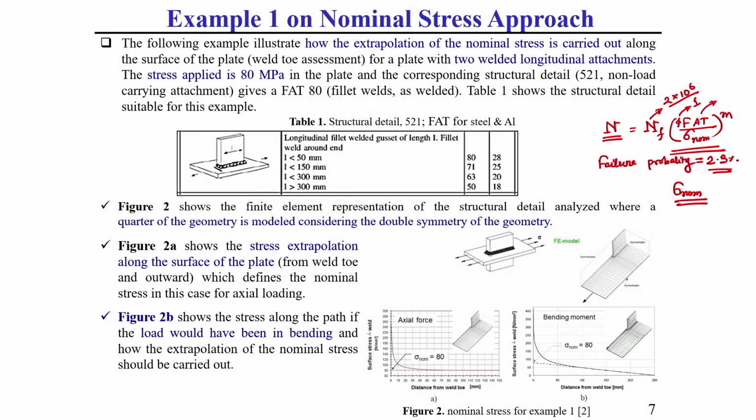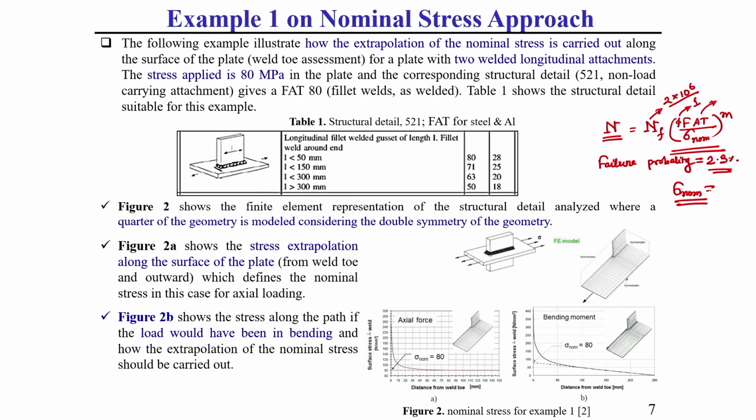I have already told you, if the joint geometry is simple, then we can calculate the nominal stress very easily by using some equations of mechanics. Another method we generally use is the numerical method using finite element analysis, that I have also shown. So, in finite element analysis, how to find out this sigma nominal, that I am going to show. Let us consider the following example.